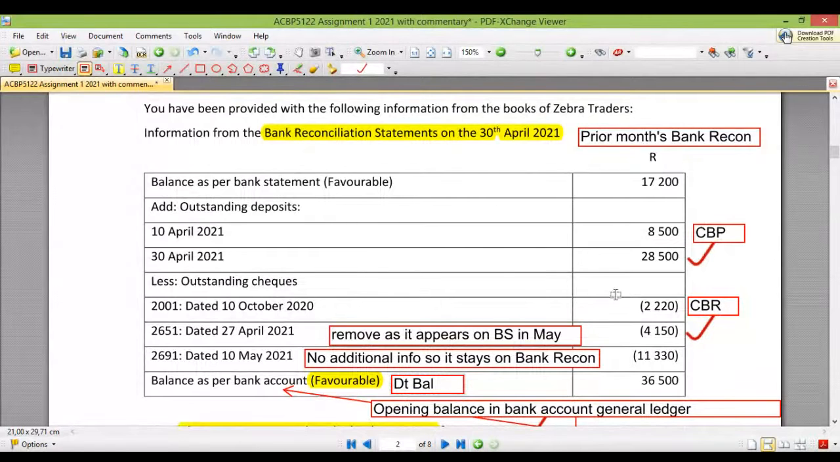Now, after we've read all of that information, you then go back to your prior month's bank reconciliation and look and see, is there anything that's left over? So we've ticked off everything except that 11,330, which was check 2691. Now we haven't seen any additional information on that. So what that means is we still leave it on our bank reconciliation when we physically do it.